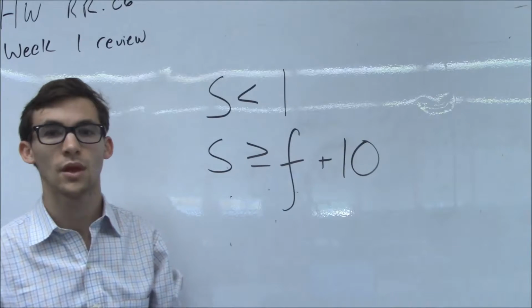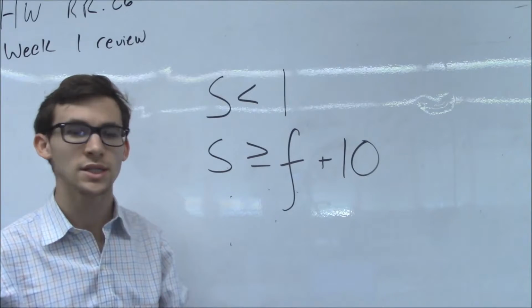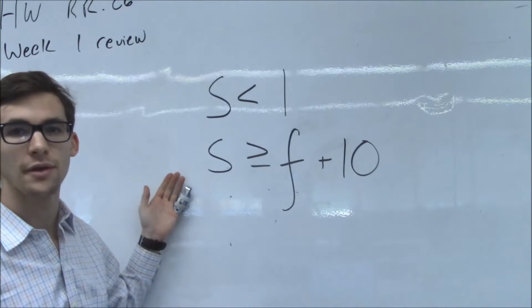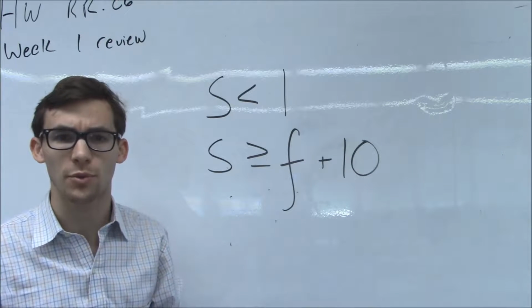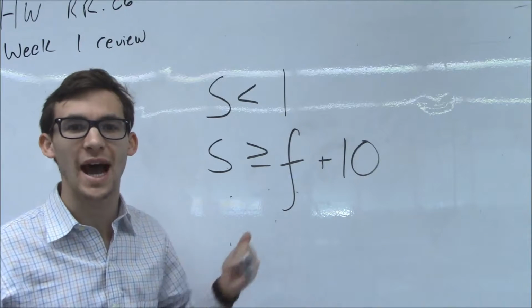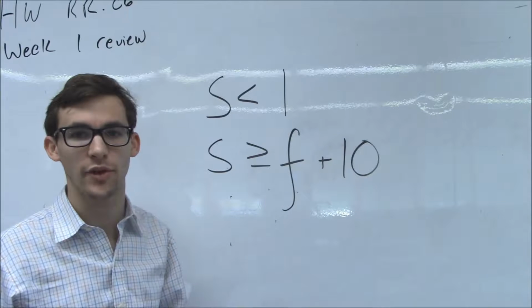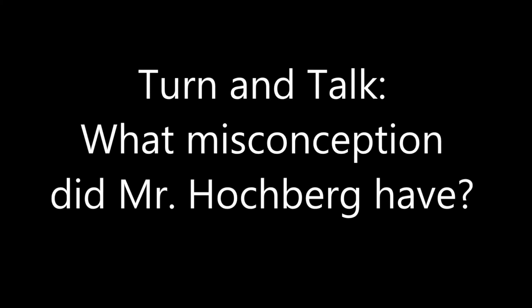And come back together in 3, 2, 1, time. When writing my system of inequalities, this is what I came up with. Now, it doesn't seem quite right to me. When I say go, turn and talk with your partner, what misconception did I have when I wrote this system of inequalities? Go.